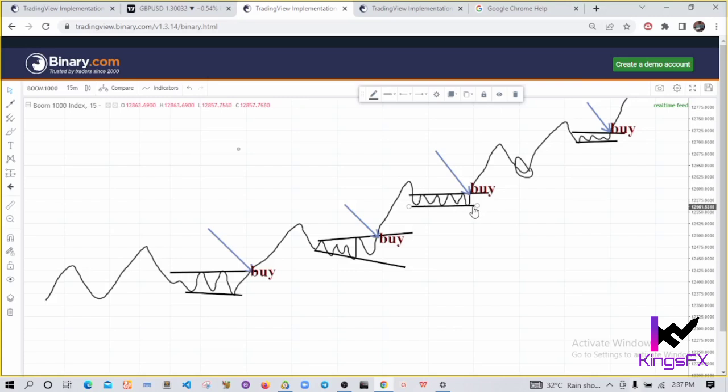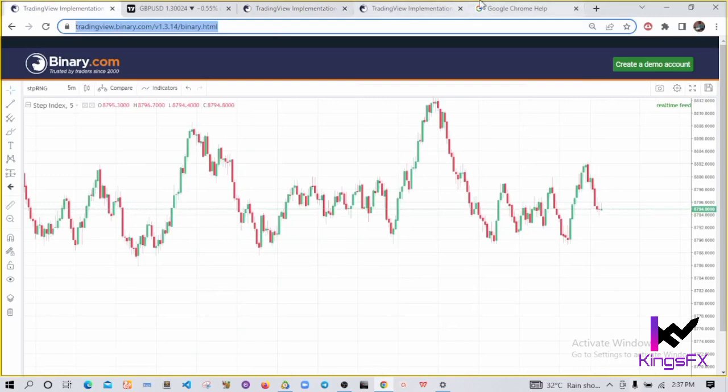As simple as ABC, guys. This strategy is very simple and one of its kind. So let's check the chart. All right, let's check the chart and see if we have any example.